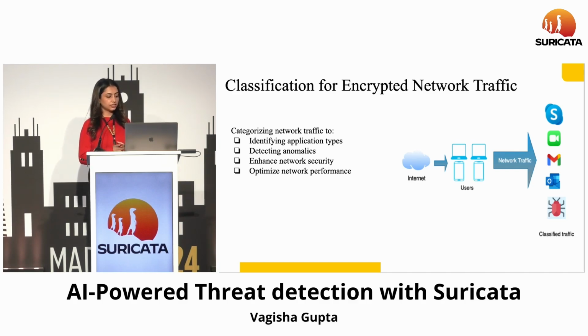Once the data is collected from the internet, raw network traffic is generated, and we want to classify it into multiple classes based on the application types, out of which one can be anomaly. We need to detect anomalies to enhance our network security posture and to optimize network performance, in case we want to apply certain policies on those applications.